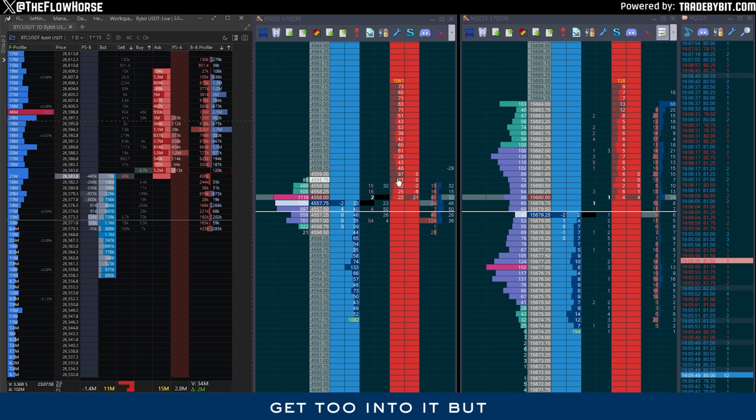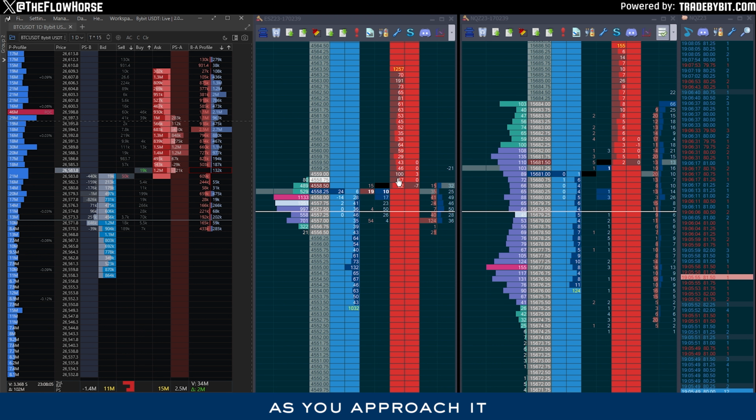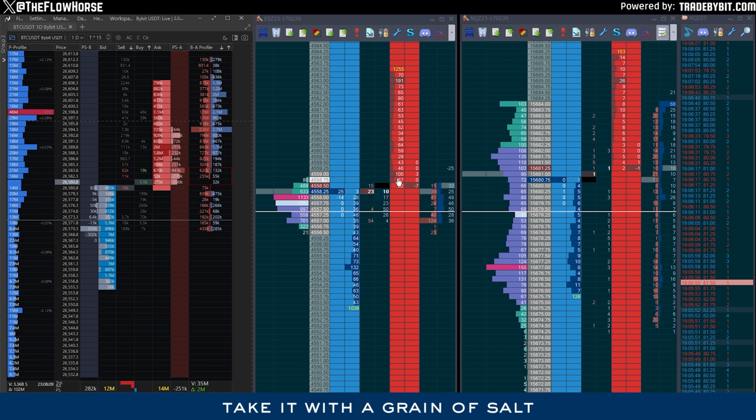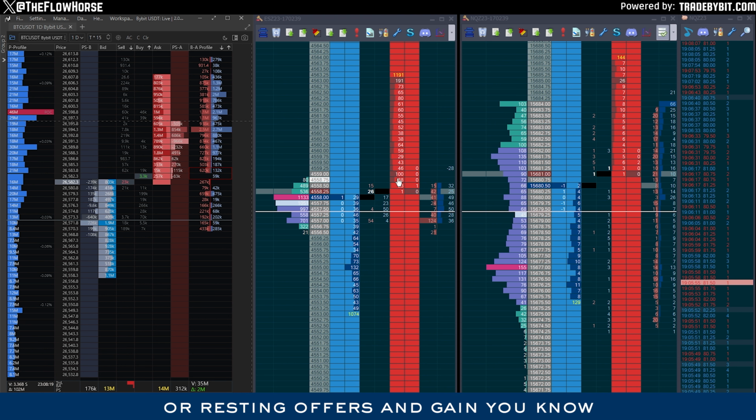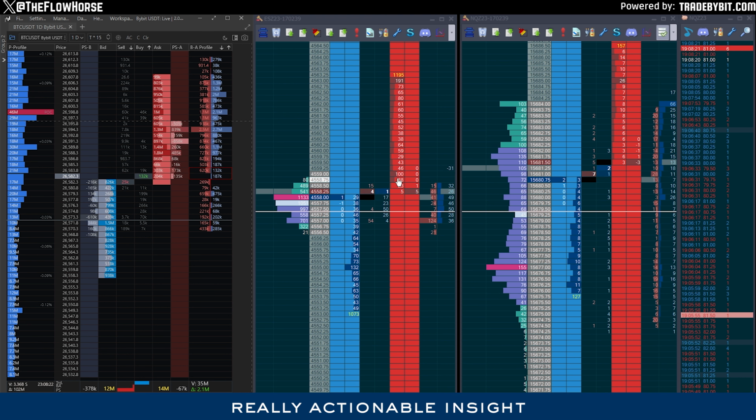Now, I'm not going to get too into it, but that's constantly changing. Not all of that has intention of getting filled. A lot of that will get removed as you approach it. So I don't want to say take it with a grain of salt, but you can't just look at a massively stacked bid, cumulatively stacked ton of resting bids or resting offers and gain really actionable insight from just that alone.